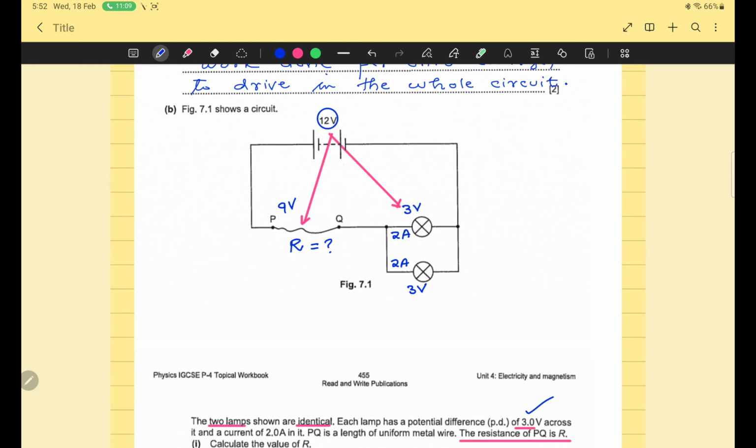Number two, I am asking Rafe. Rafe, can you tell me what will be the current through PQ? Use common sense, not difficult physics. What is the current through PQ, Rafe? 3. Okay. Navia, beta, what is the current through PQ? 2 amperes, zabardast. Beta, Pavitra, what will be the current through PQ? Pavitra?